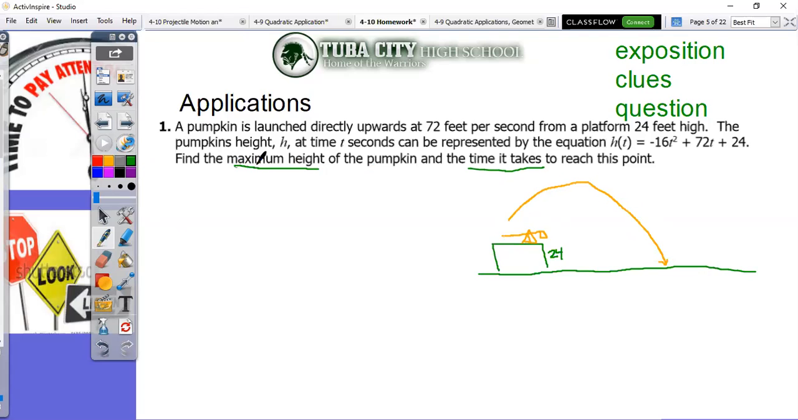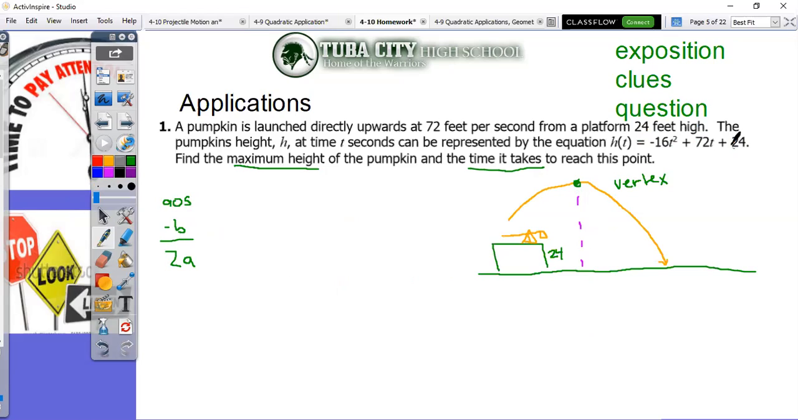Okay, so find the maximum height of the pumpkin. So what we're looking for is right here. And we don't even need to draw all this, okay? So even if you were to just draw a basic square, ground, and basic parabola, this question means we are looking for the vertex. So the vertex is on the axis of symmetry. So the axis of symmetry formula, I'm going to put AOS for axis of symmetry, is negative b over 2a.